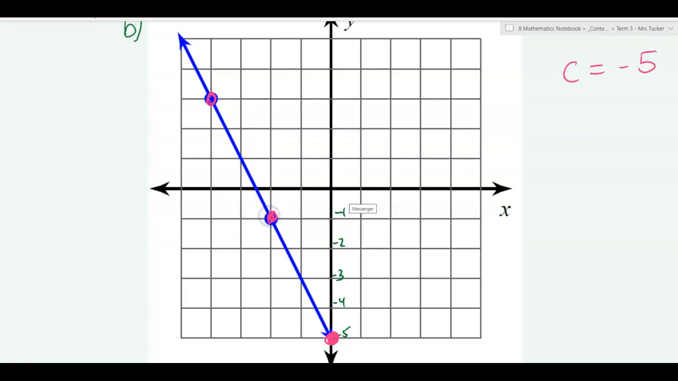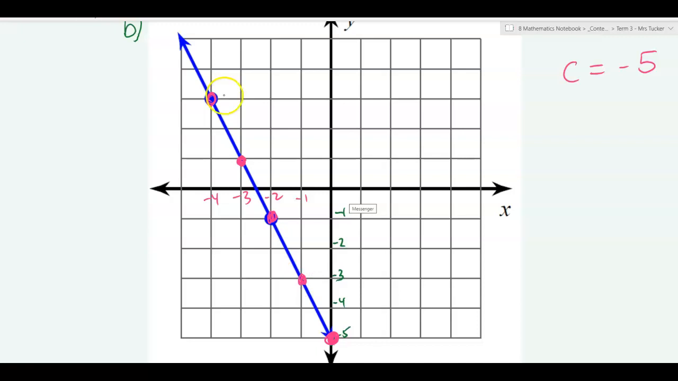Can anyone see another point I might be able to use? That's -1, -2, -3, -4. Can I see another point I could use? Negative what? -3, +1. I could use that point. Yeah, Nicola? -1, -3. You can use any point that is nice onto the line.